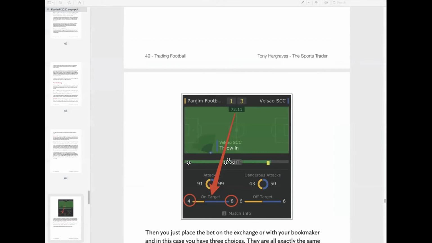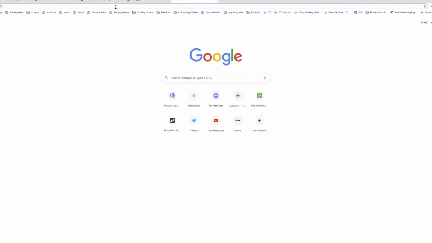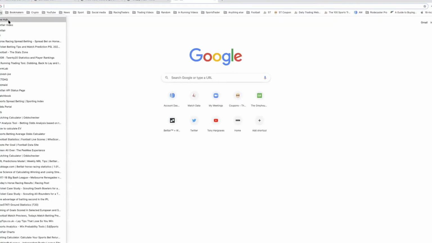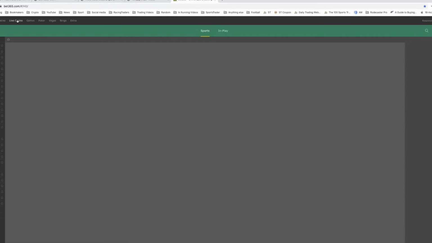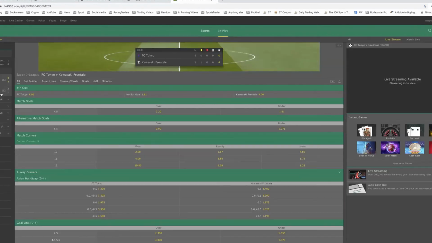So I'll just change the share. We'll go and have a look at this Kawasaki game. So we want bookmakers. We'll go Bet365 in play. Kawasaki.